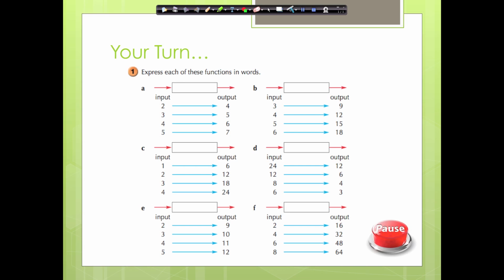Okay, now it's your turn. Just answer these questions. Press pause before I go through the answers. You just need to write down what the rule is, so express each of these functions in words.